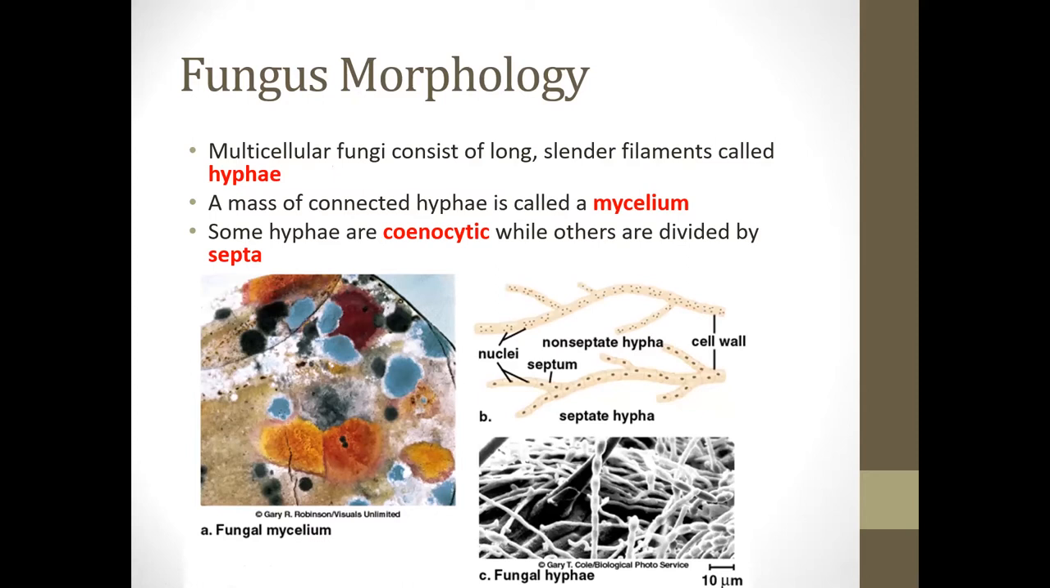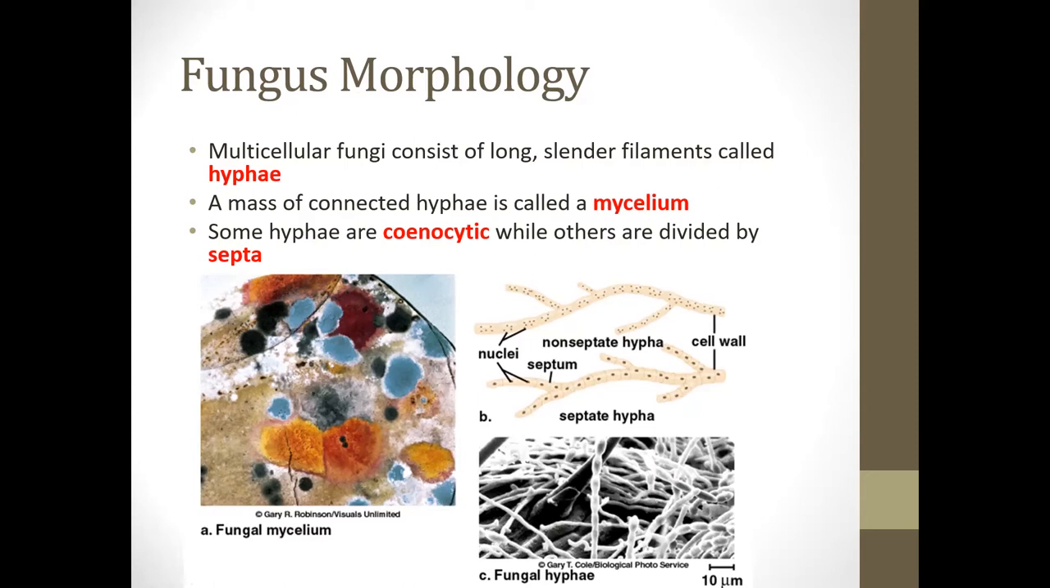So fungi are composed of long, slender filaments called hyphae. So that is what fungi are made up of. They're very hair-like structures. Now, each one of these strands is considered a hypha, but when you have a bunch of hyphae coming together of one fungus, this is known as mycelium. So simply, mycelium is just a network of hyphae.